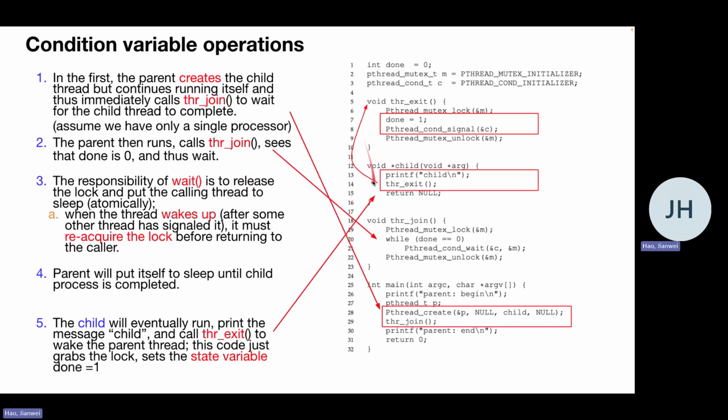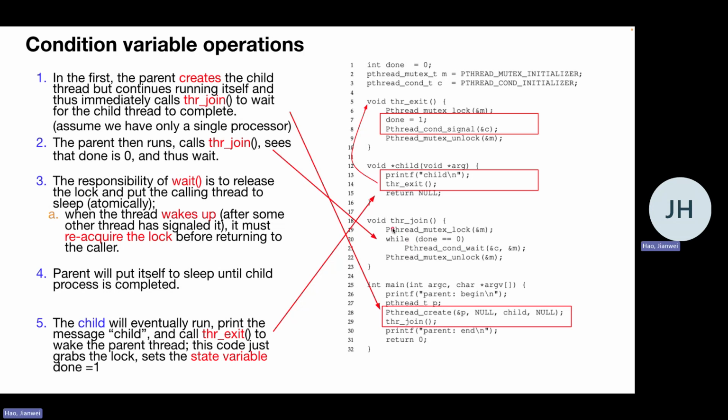This is a code example that shows how to use the condition variable. First, there's a main function. The parent creates the child thread, but it continues running. After creating the thread, it continues to run the join to wait for the child to complete. The join here is simple. It just waits for the done value. If it's 0, it will continue to wait. If it's not 0, it will move on, which means it will finish.